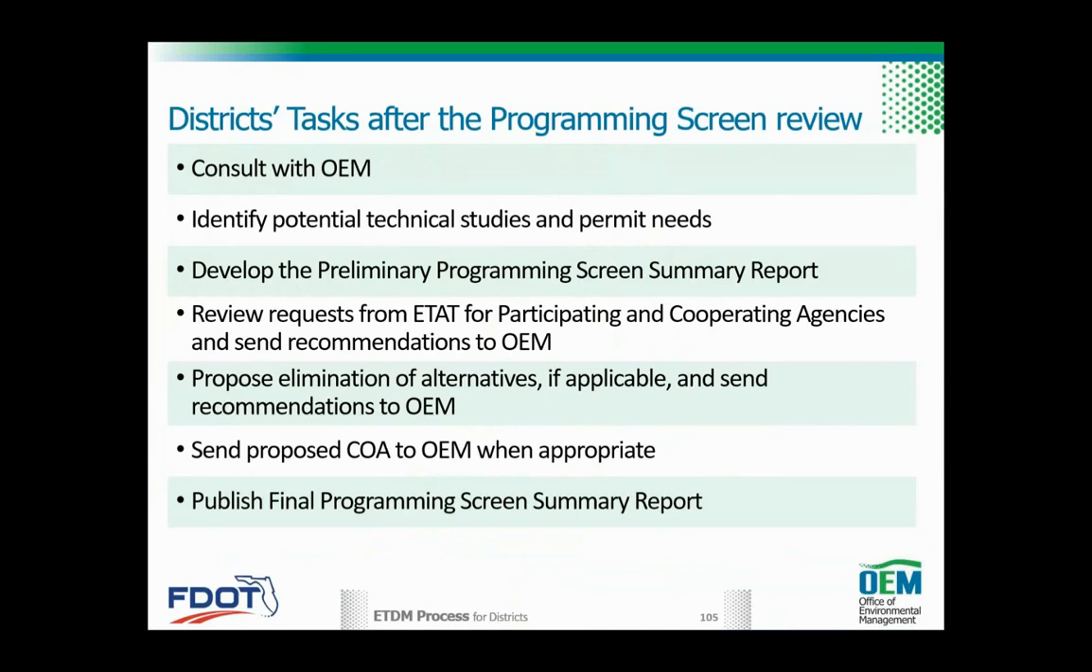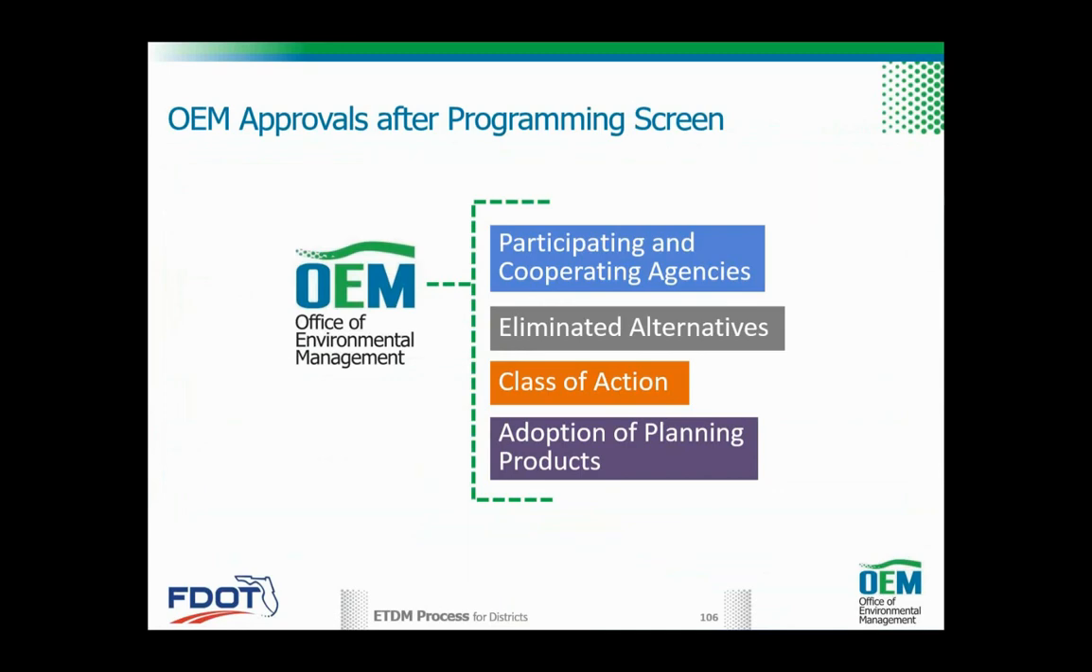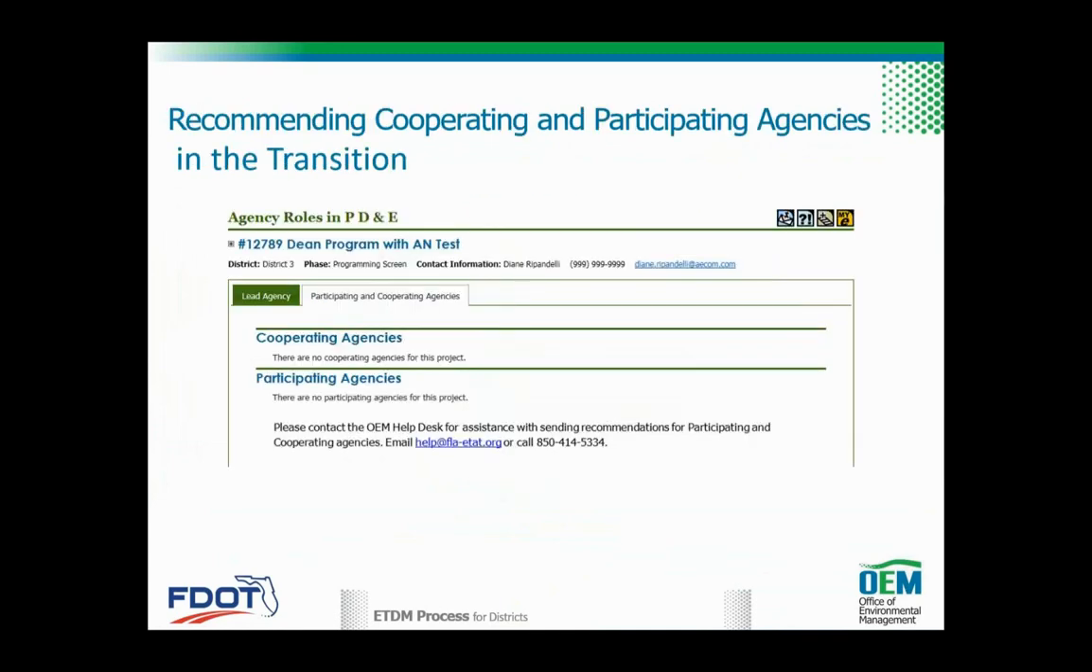Again, all those activities already happened. The difference was instead of going to FHWA on appropriate projects, it would go to OEM instead. So talking about those approvals after the programming screen, focusing on the OEM staff, participating and cooperating agencies come from this office, as well as the approval of eliminated alternatives. There's also the class of action and the adoption of the planning products.